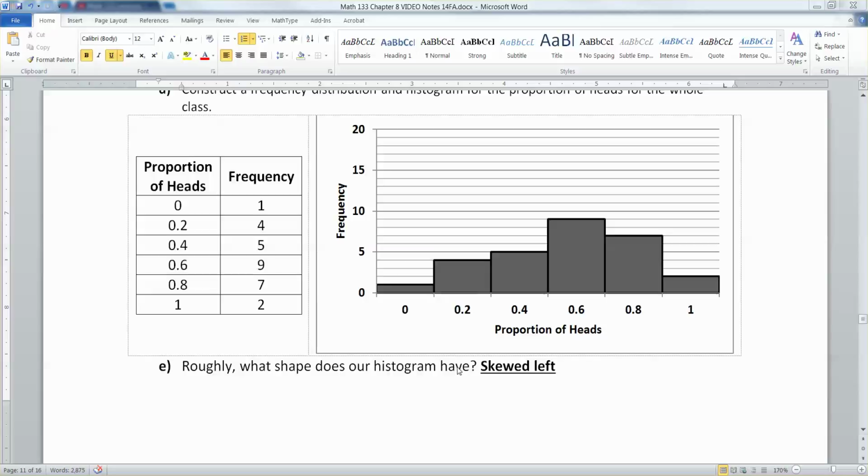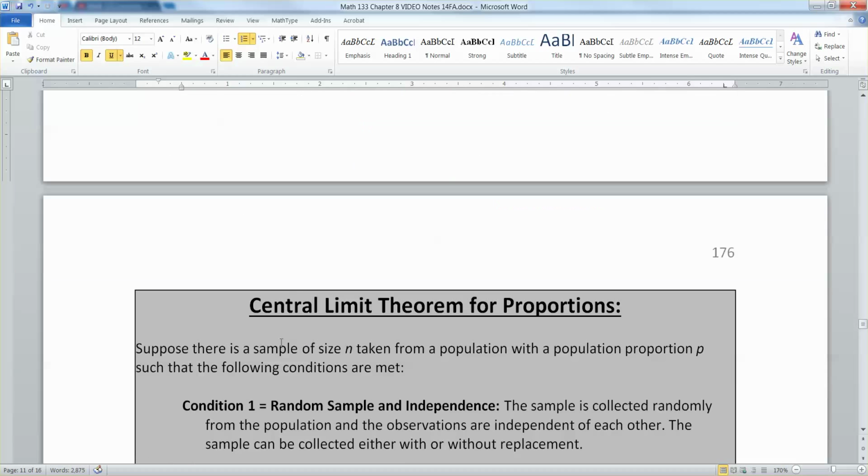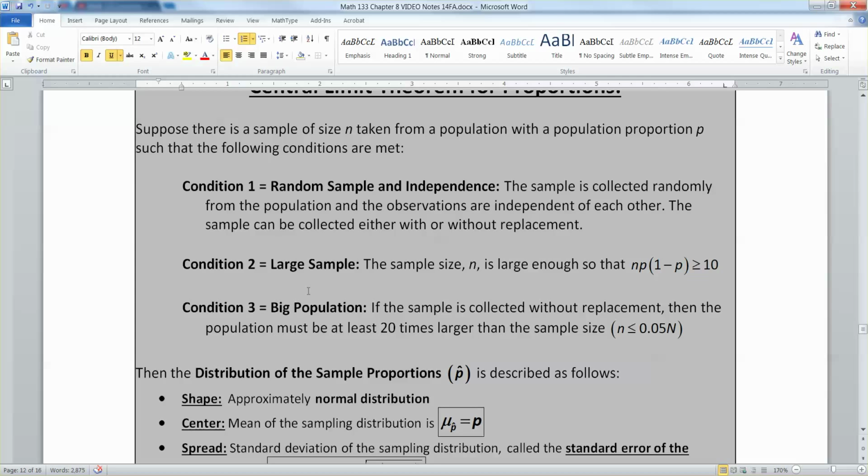So what this is leading us to is the idea of, if I take this sample of so many tosses, and then I do it again, and another sample of so many tosses, another sample of so many tosses, the question is, how do those samples relate to each other? How do they vary from sample to sample? And what kind of shape would they have? And that is where the central limit theorem for proportions comes in.